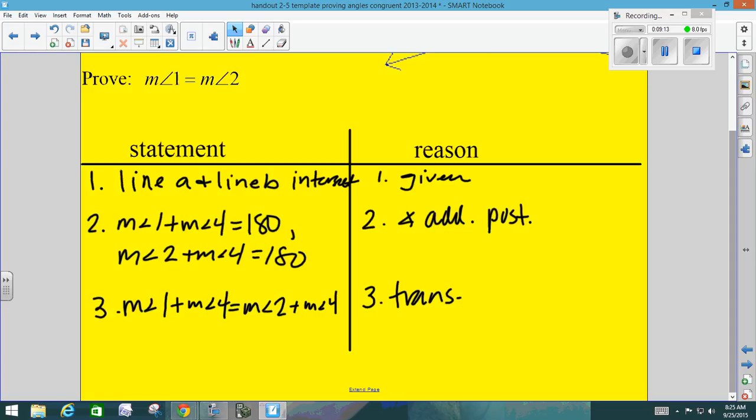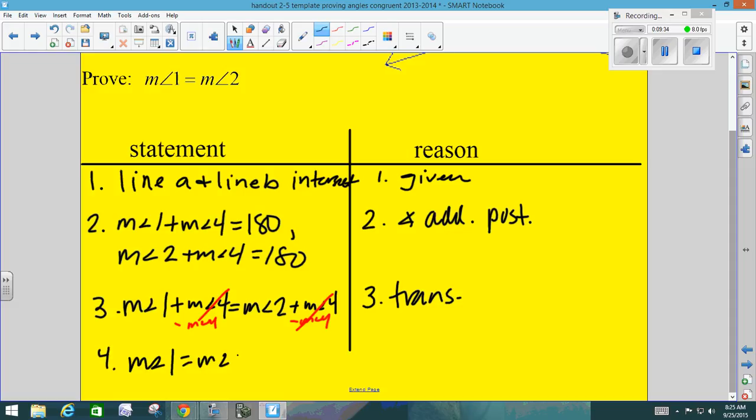Okay, we're getting closer because we turned it into one equation. We need 1 to equal 2, and I've got 1 equals 2, but there's a 4 in the way. Alex? Yeah, if I subtract the measure of angle 4 from the left side over to the right side, they both end up canceling, and what are we left with? Good, the measure of angle 1 equals the measure of angle 2 by subtraction. Did we get to what we were trying to prove?